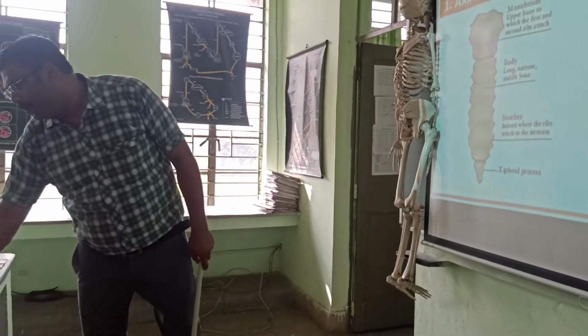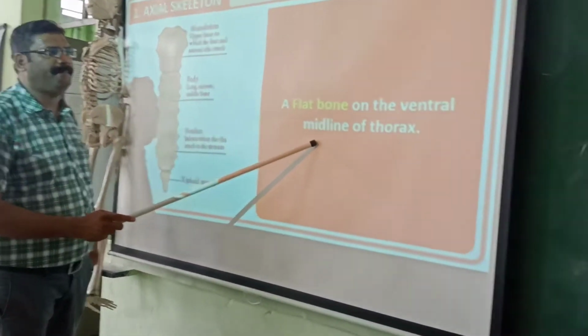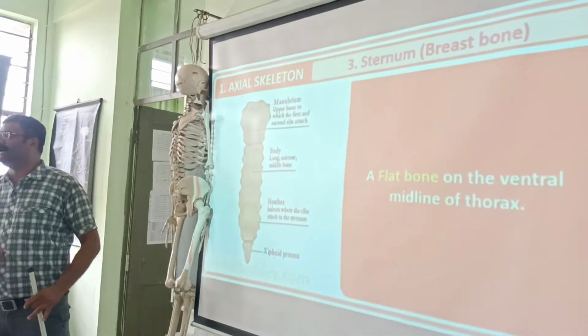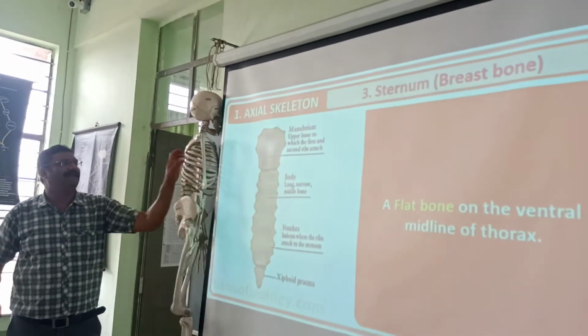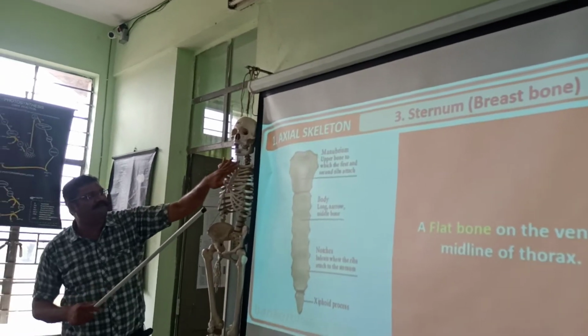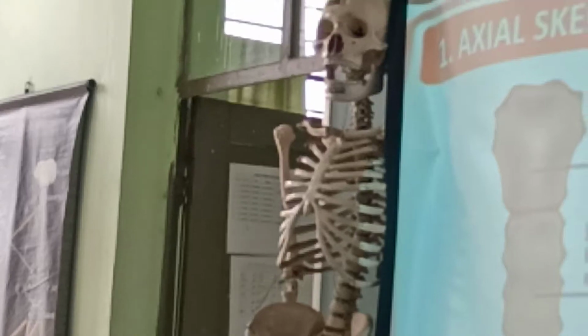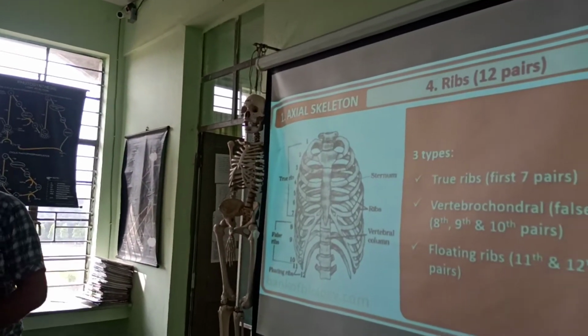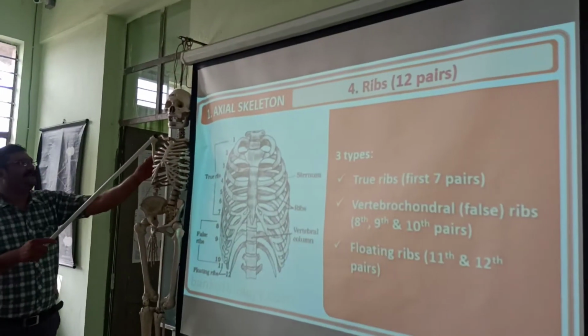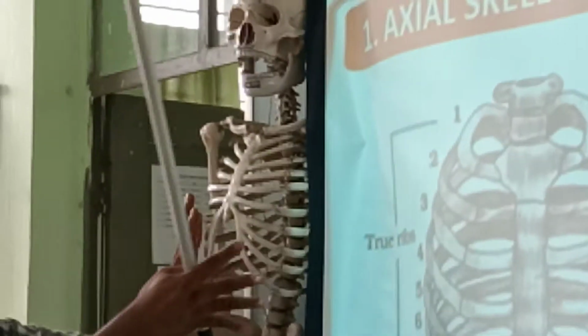Now come to the sternum. The sternum is a flat bone on the ventral midline of the thorax. You can see in the skeleton, this part is called the sternum, and this is a flat bone. Now come to the ribs. Here is the rib cage. This whole portion is called the rib cage.